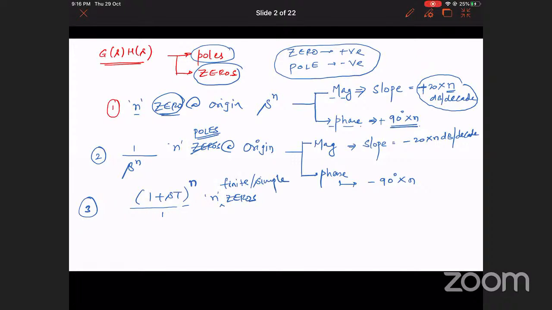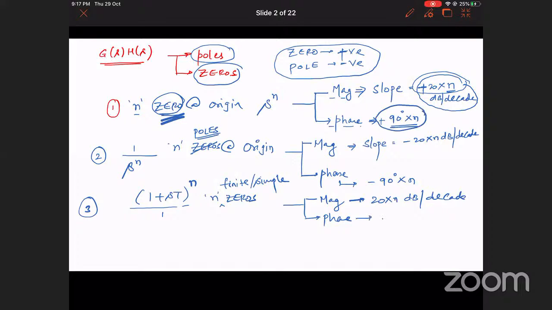Again, it is going to contribute the same, guys. Nothing differs over here. For zeros, we say positive sign. For poles, we say negative sign. So for zeros, you get positive 20 multiplied by n decibel per decade. I'm going to copy paste the same thing, there is nothing to remember. And again for phase, it is going to contribute 90 degree multiplied by n. Now this is regarding zeros.